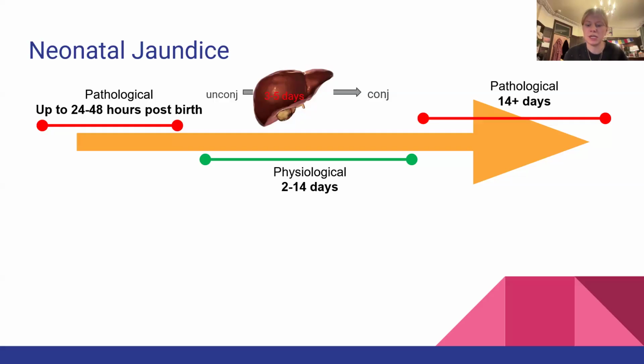Remember, it still needs to be measured and it still needs to be, not as much investigated, but levels need to be kept an eye on until it reaches 2 weeks. These patients are still followed up, even if it's physiological jaundice. And then if there's jaundice that goes past 2 weeks, then it again becomes pathological.